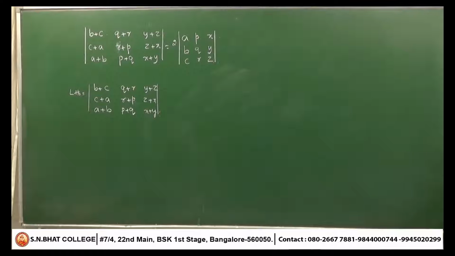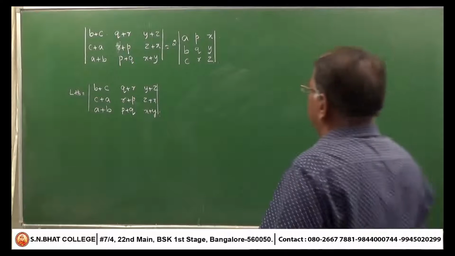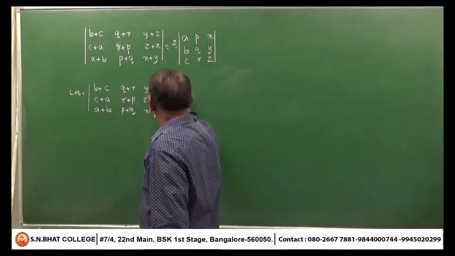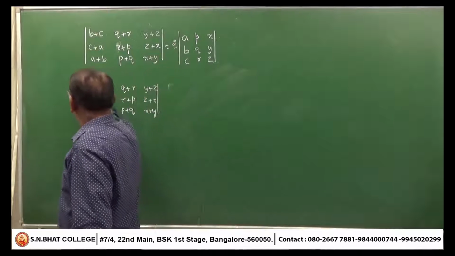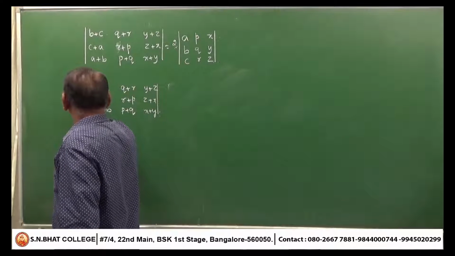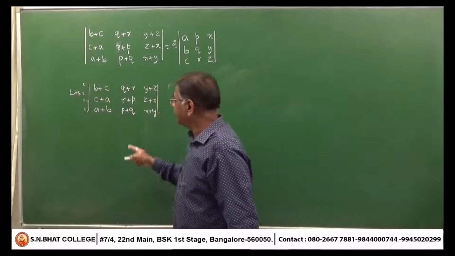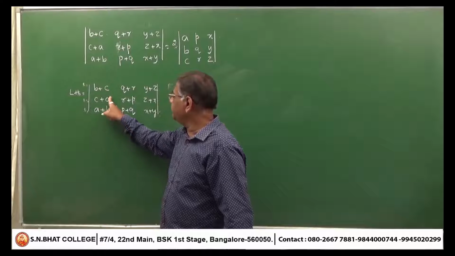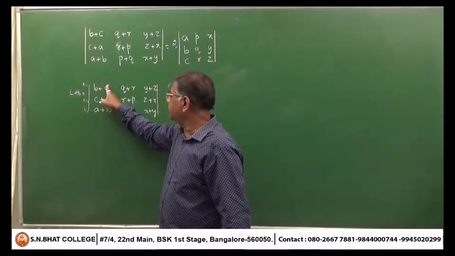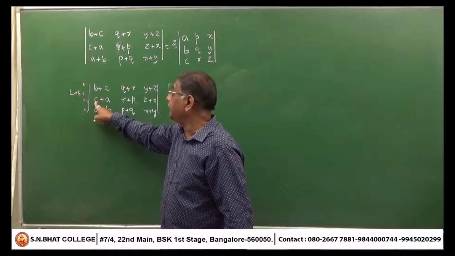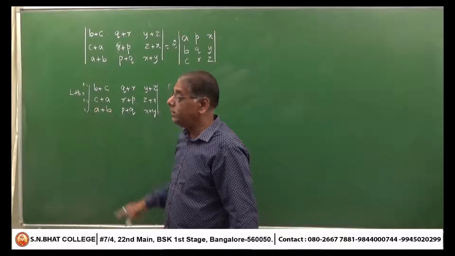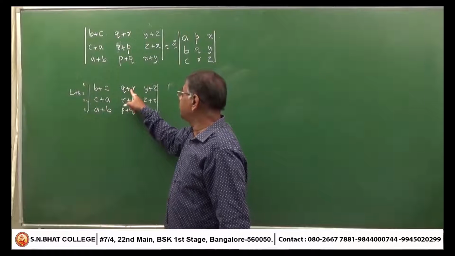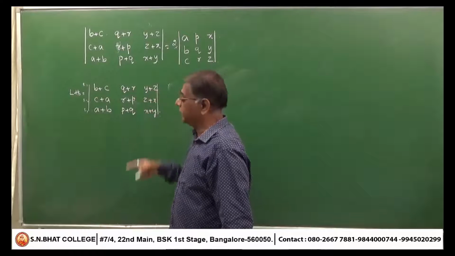When you add them, you will get 2 as a common factor. See, if this is R1, this is R2, this is R3, all the 3 rows. If you add all the 3 rows, b plus b becomes 2b, a plus a becomes 2a, c plus c becomes 2c. I can take 2 as a common factor: 2a plus 2b plus 2c. Here 2p plus 2q plus 2r. Here 2x plus 2y plus 2z.